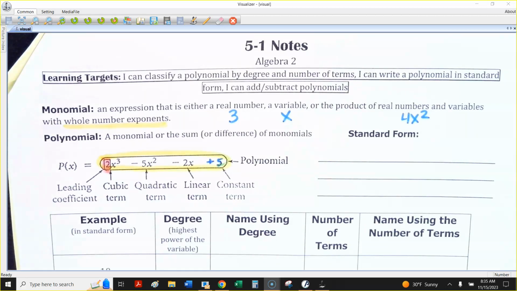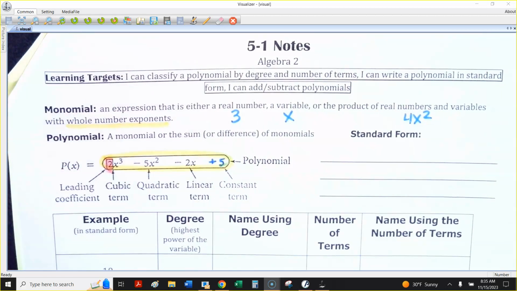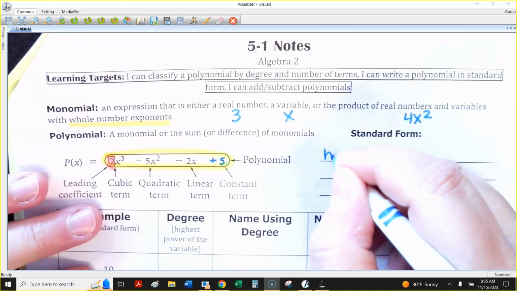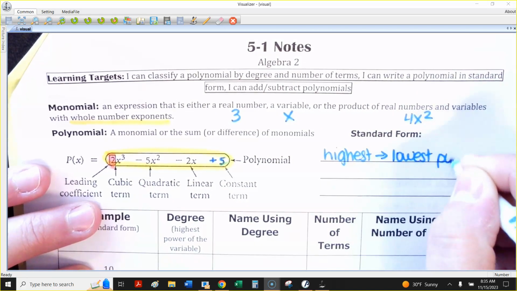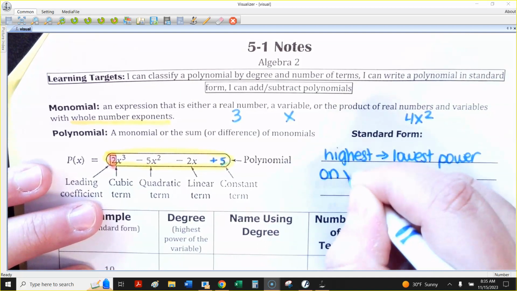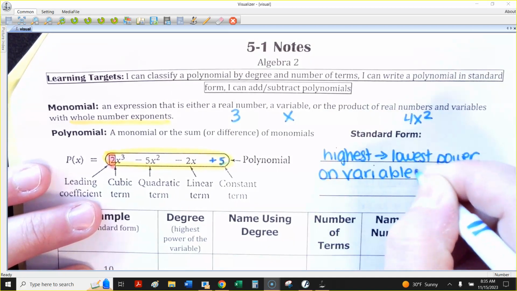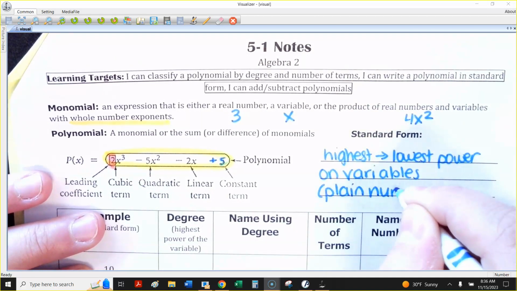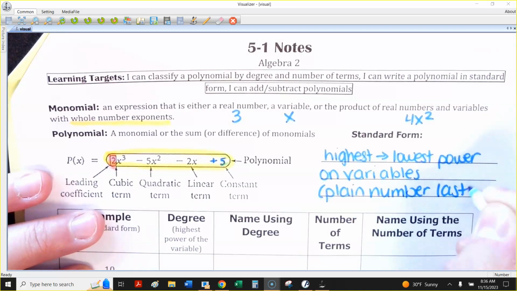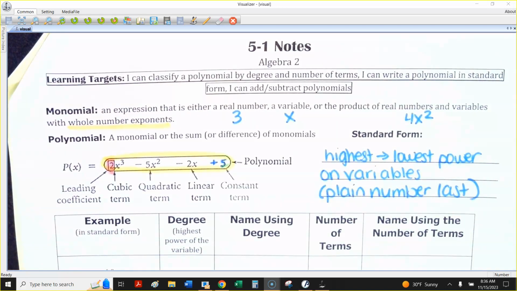This is written in standard form. So all you have to do to be written in standard form is highest to lowest power on the variables. And then if you have, like I have a 5 here, a plain number, we call that a constant, that would be last. All right, so highest to lowest power on the variables, that's going to be your standard form. And then if you have a plain number, that always goes last. And then what we're going to get into in this little table is just how to label.